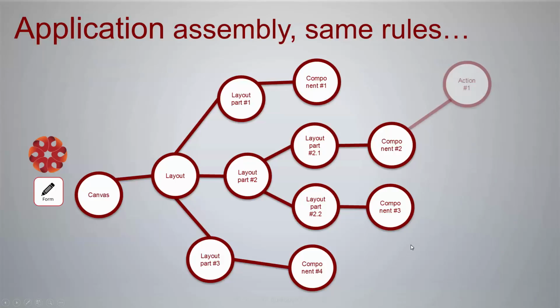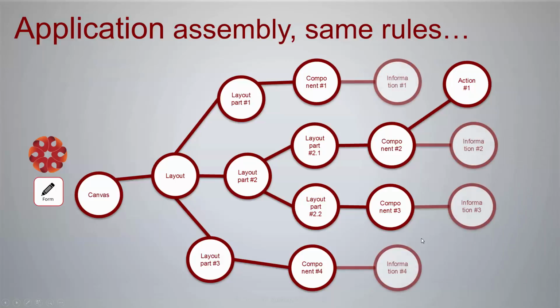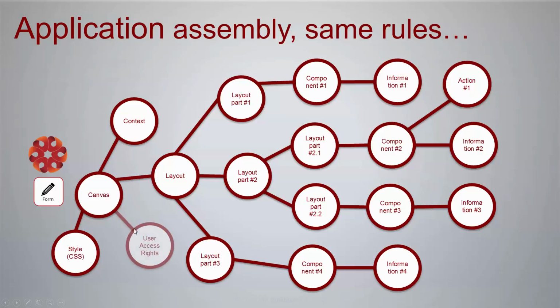Each component can have one or more actions that they will execute on the information, so we connect the desired actions to each component. And then we connect the information to each component. Additionally, we can connect a style to the experience, a context, and a user access rights.